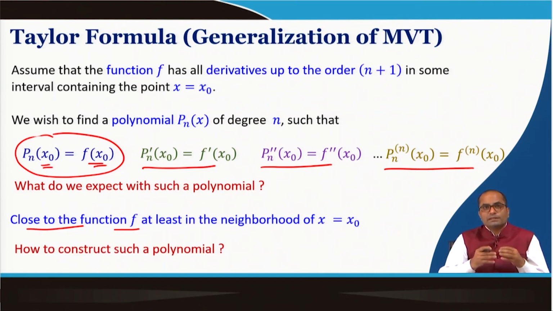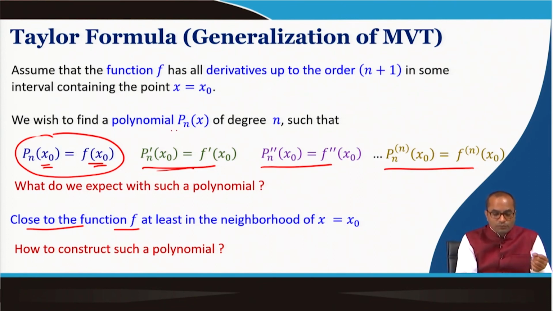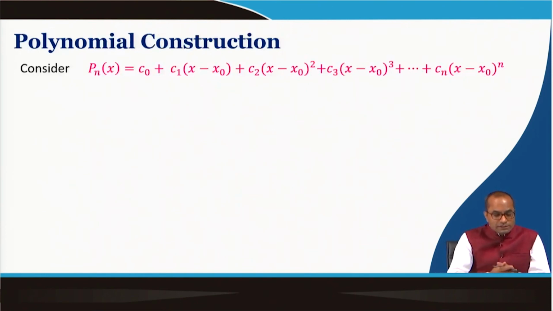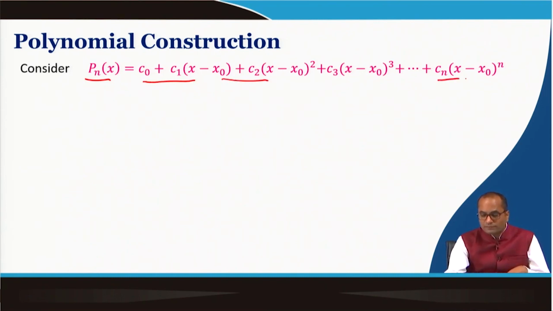Now the question is how to construct such a polynomial. It is not difficult because we have these n plus 1 conditions, so definitely we can construct a polynomial of degree n having these n plus 1 restrictions on the polynomial. For this construction we consider a general n degree polynomial. So this is the n degree polynomial, as one can see here.